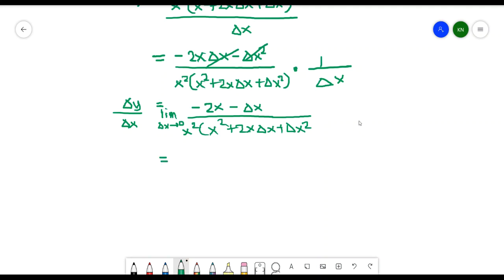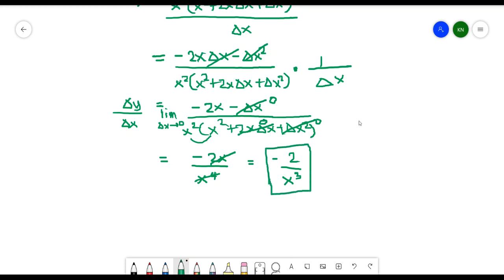Substituting all the values of delta x by 0, this will become 0. This one also becomes 0, and this one will be 0 because we have substituted that to 0. So what we have left now is negative 2x over x to the fourth, because x squared times x squared is x to the fourth. Now we can still simplify this because x can still be cancelled. So what we have now is negative 2 over x cubed. So this is now our final answer.